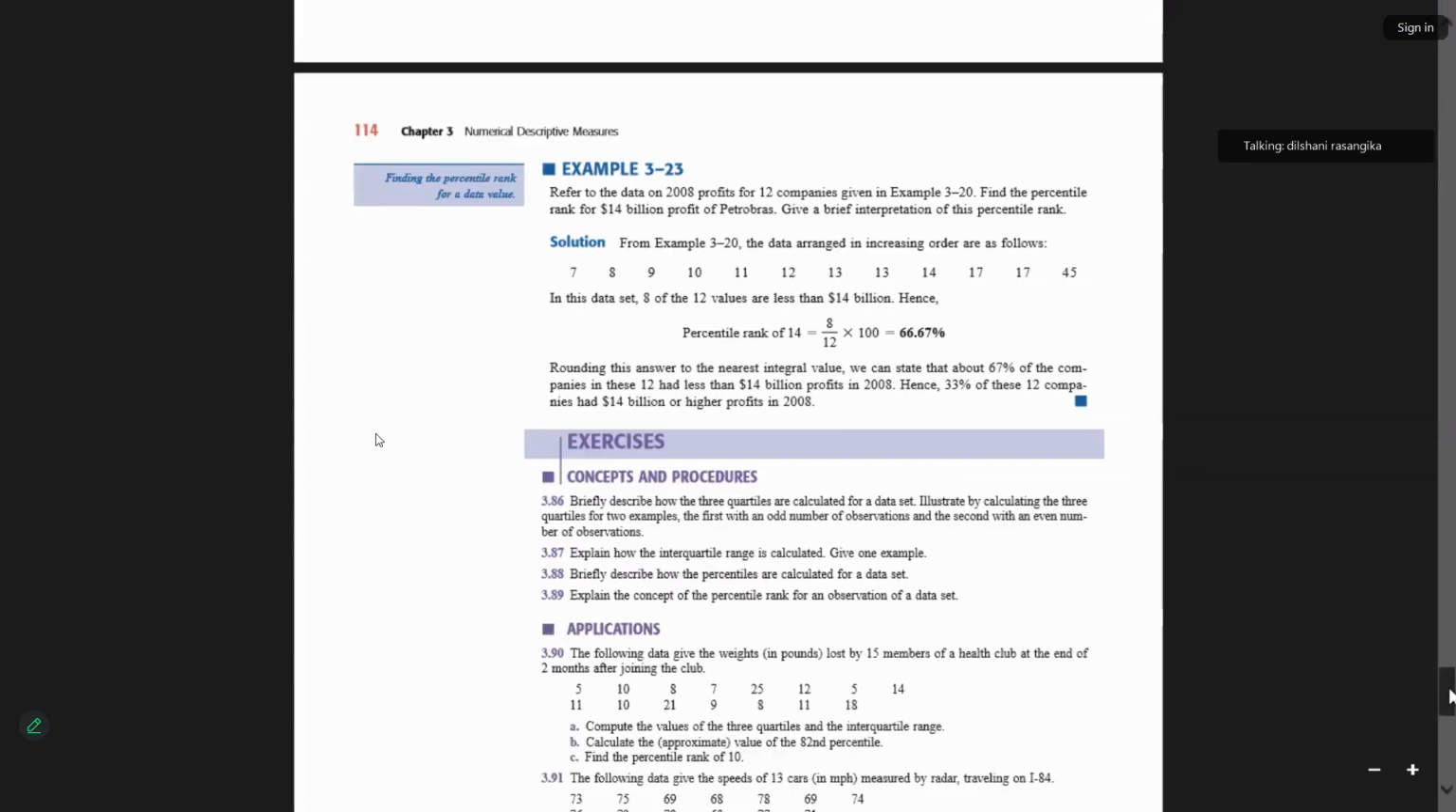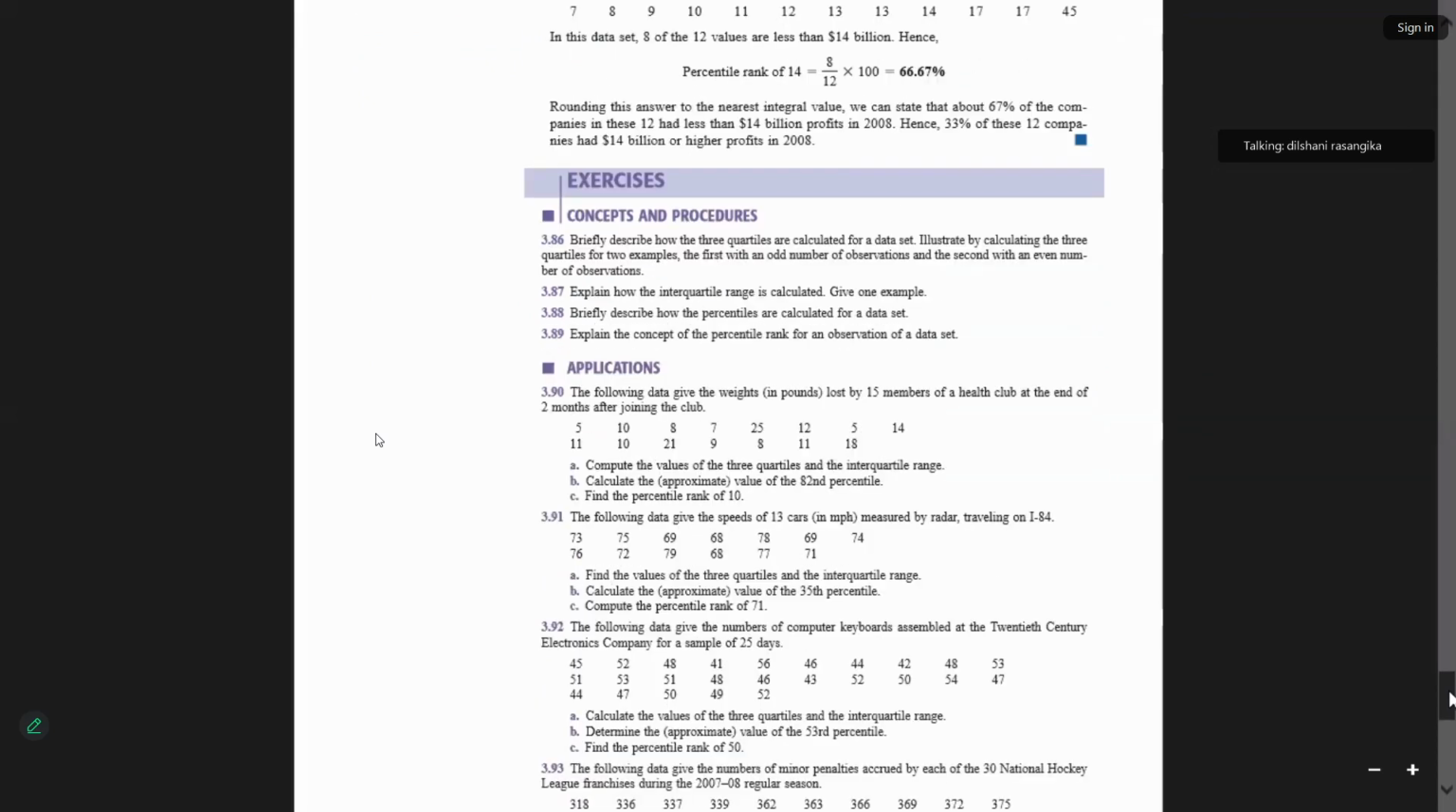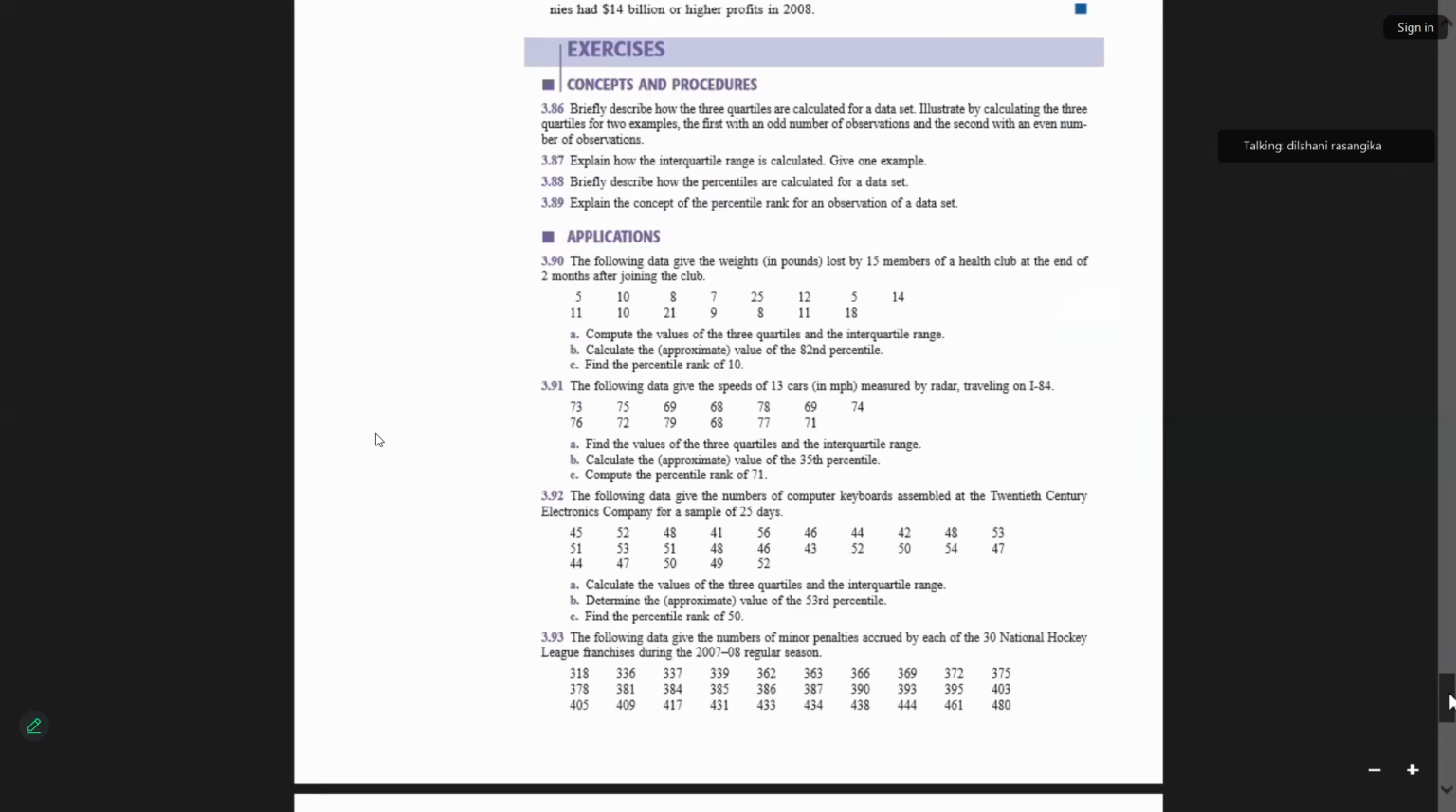Okay, there's an exercise. There are so many exercises, so you can try them at home.